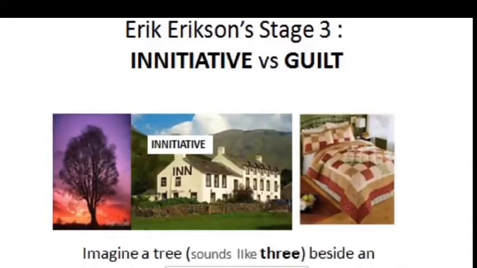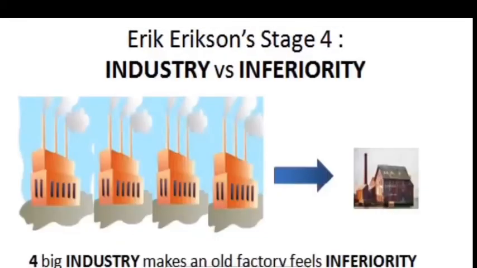So, what I'm trying to use here would be a tree beside an inn with quilt. Okay, a tree beside an inn with quilt. So that means stage 3 is initiative versus guilt. As you can see, initiative there is spelled with 2 N's because we're talking of an inn, I-N-N. Now, stage 4 is industry versus inferiority. Your mnemonic here would be, a big industry makes an old factory feel inferior. Okay, stage 4, industry versus inferiority.